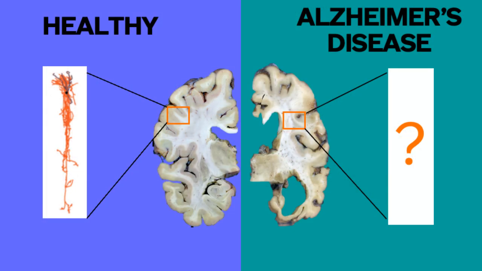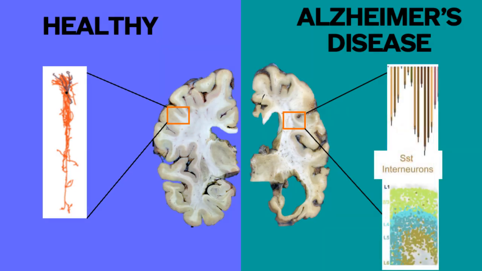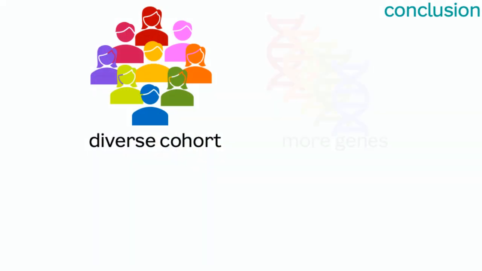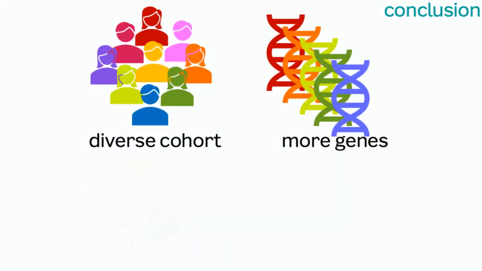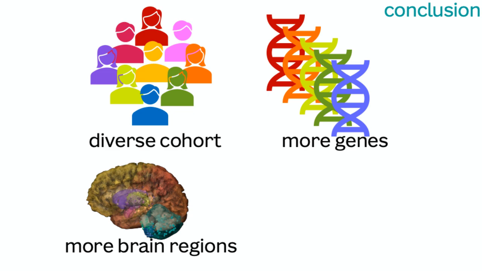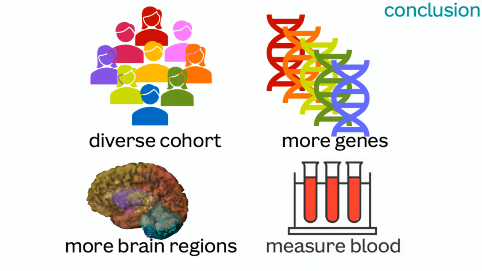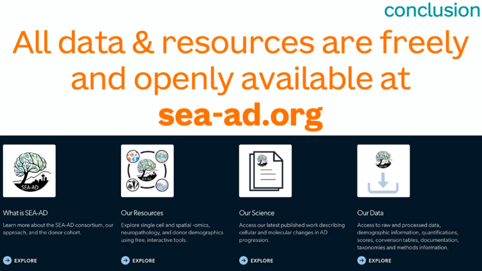The Seattle Alzheimer's Disease Brain Cell Atlas project was the first attempt to characterize Alzheimer's at the cellular level. There is still a lot of work to be done, such as recruiting a more diverse cohort, measuring more genes, and conducting spatial transcriptomics on more areas of the brain, as well as analyzing blood samples from living patients, and more. This atlas is a powerful first step towards truly understanding what Alzheimer's disease is and how exactly it affects the brain at the cellular level.